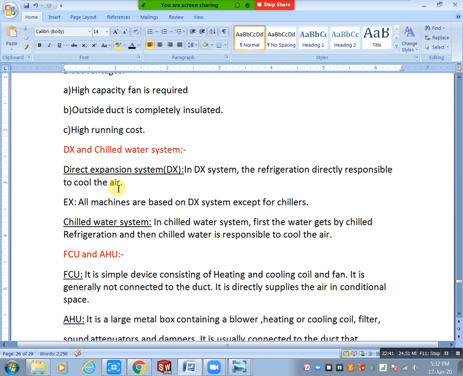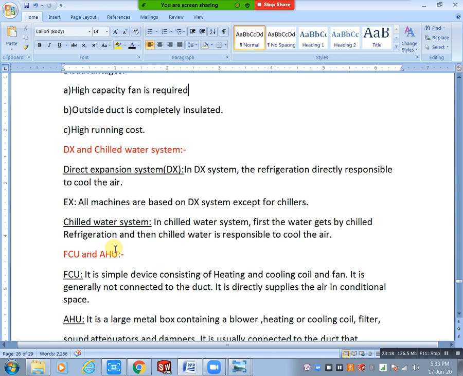Same process. In a DX system, for example a split AC indoor unit, our motor is directly connected to the blower. But if you take other examples, like a package AC or AHU, where we have a big unit, in that condition we use a motor, pulley and belt. That is completely a capacity difference, and it changes based on that. Here just consider it as refrigerant only, direct expansion system.